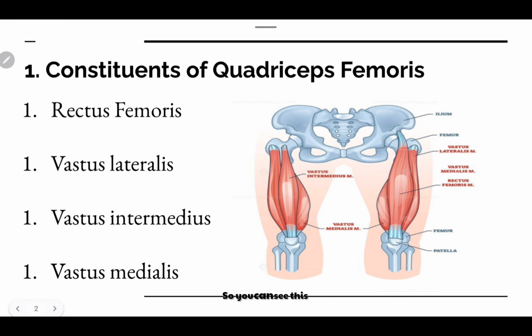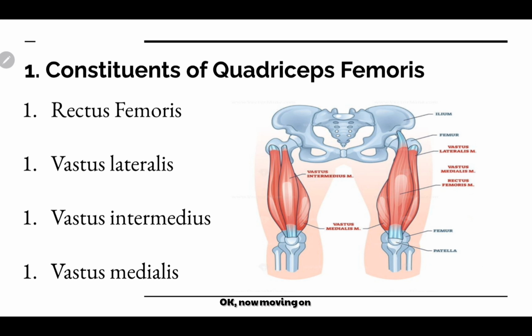You can see this diagram here. This is the rectus femoris muscle. Beneath the rectus femoris you can see the vastus intermedius. Then towards the lateral side you can see the vastus lateralis, and towards the medial side you can see the vastus medialis. So these 4 muscles altogether are known as quadriceps femoris. The important action of these muscles is that they are the most powerful extensors of knee. So the extension of knee joint is the important action of quadriceps femoris.